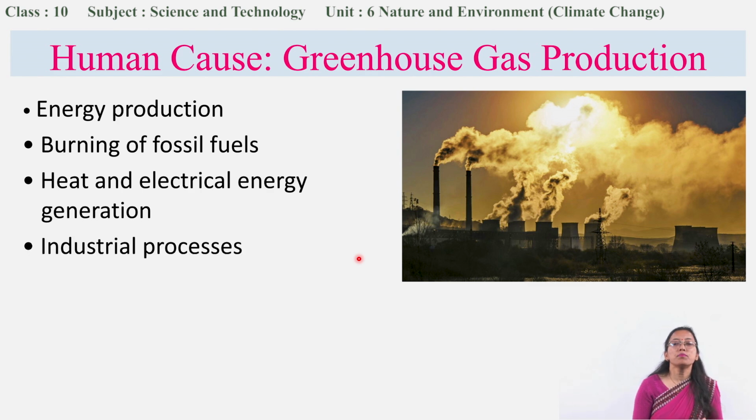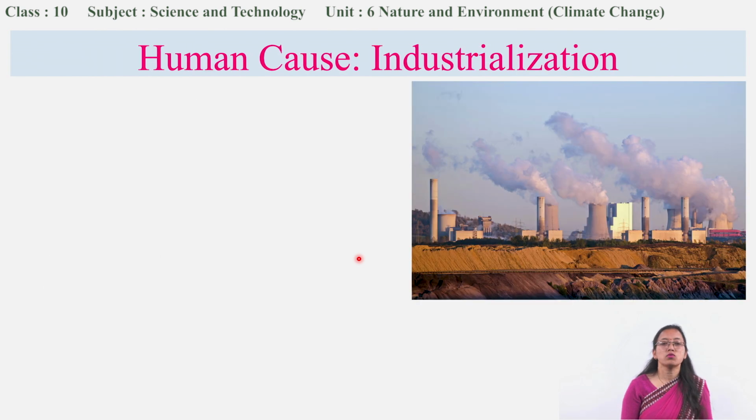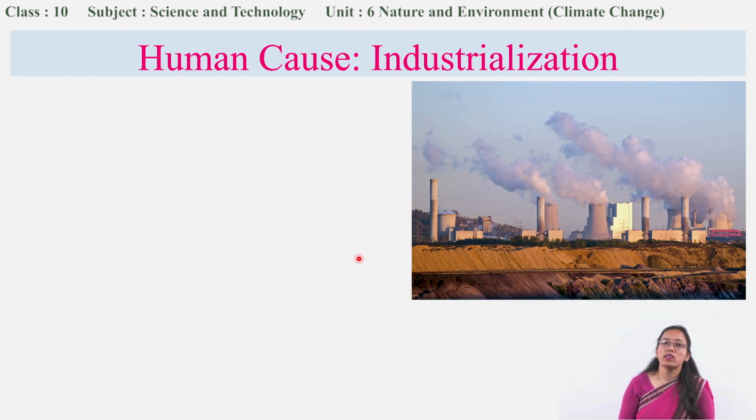And industrial processes also, that means different industries are established. Those industries also release different kinds of harmful gases which are directly mixed into the atmosphere. And transportation emissions also: we are using petrol and diesel vehicles nowadays. Those petrol and diesel vehicles also release different kinds of harmful gases, which also cause climate change. And the next one is industrialization.